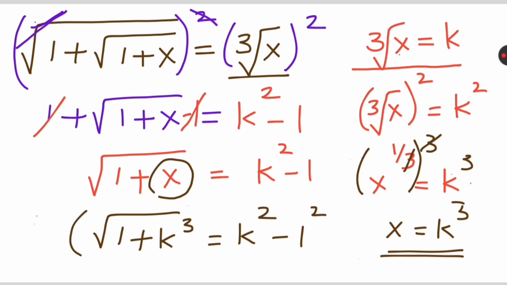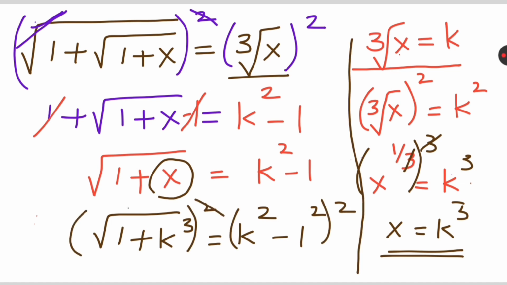Now do square on both sides. This square and square root get cancelled. We are left with only 1 plus k power 3, that is equal to k power 2 minus 1 power 2, whole raised power of 2.